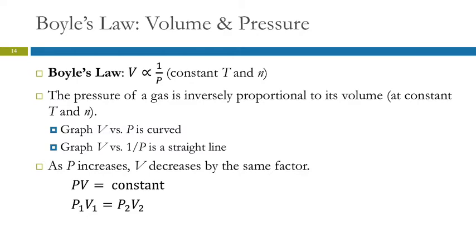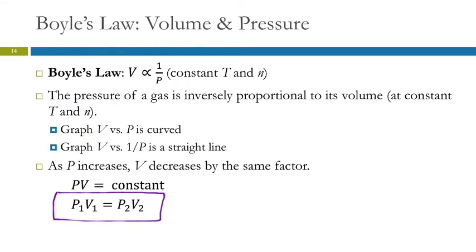So what Boyle discovered was that the volume is inversely proportional to the pressure. And when we look at these 2 variables, volume and pressure, we assume that we're holding the other 2 constant. We're keeping the same temperature and the same amount of gas. And so this is how Boyle's law is generally stated. P1V1 equals P2V2.